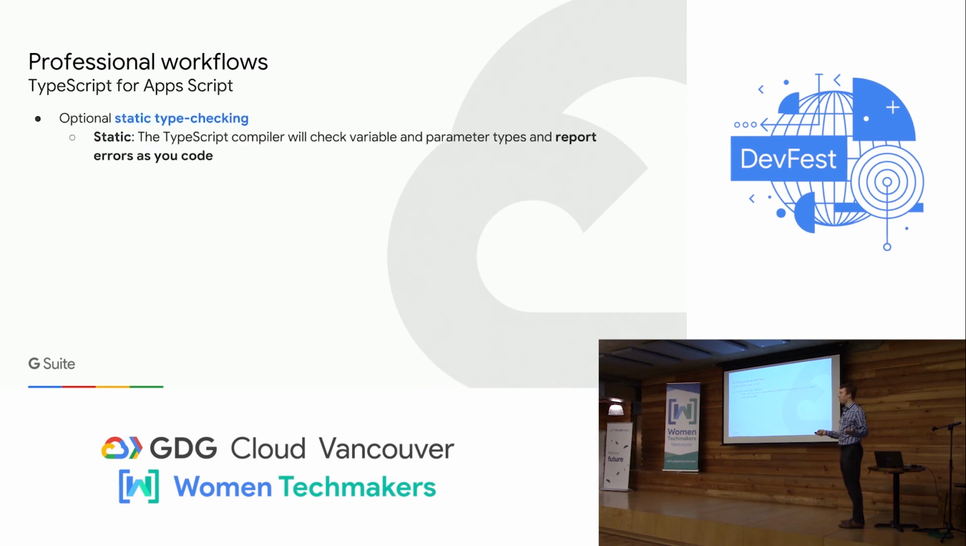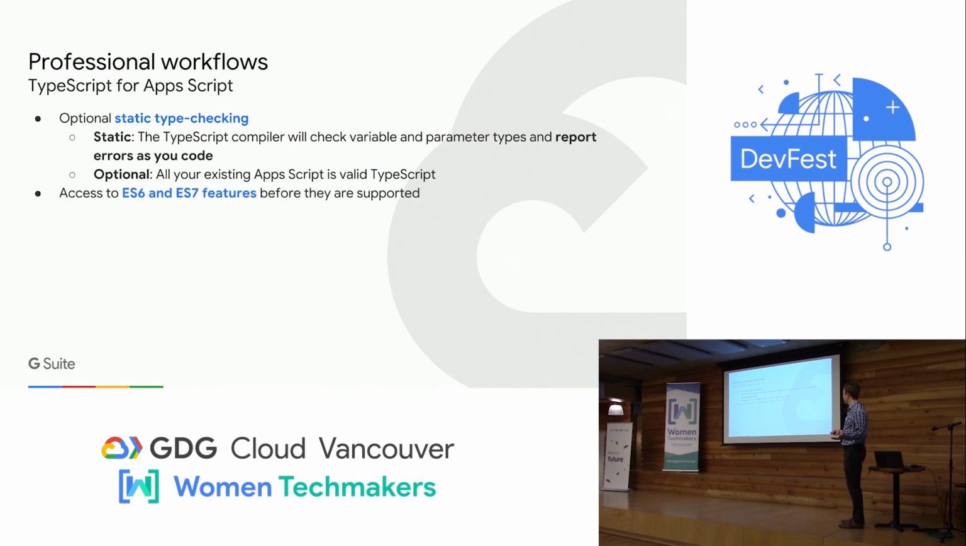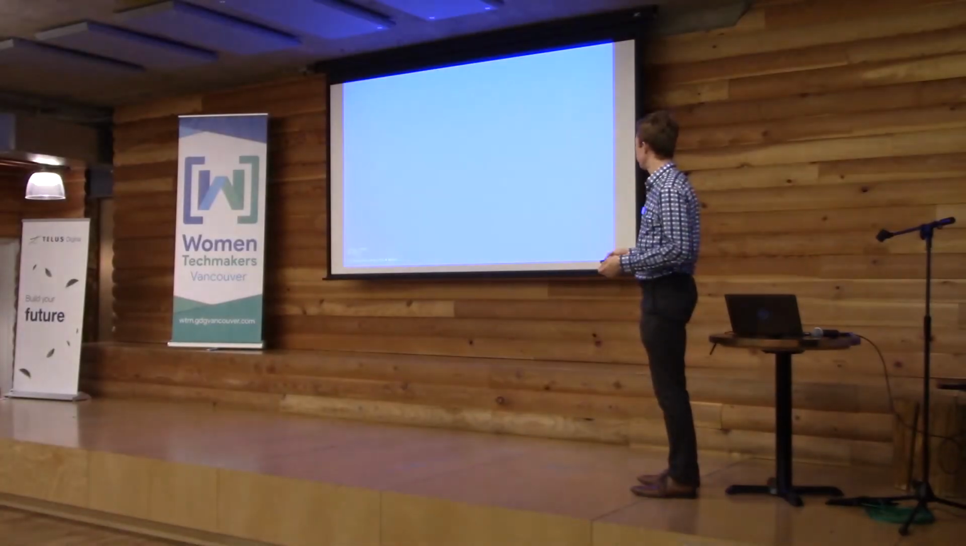It's really allowing for professional workflows. So TypeScript allows for optional static typing. You can use ES6 and ES7 features, like promises and asynchronous calling.